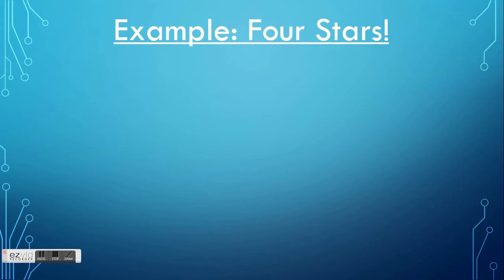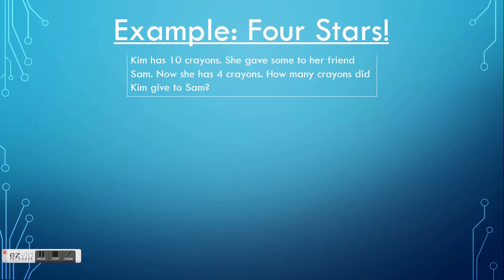All right, kiddos, we're going to do another 4-star problem, but this time might be a little bit different. So let's look at our problem. Kim has 10 crayons. She gave some to her friend Sam, and now she has 4 crayons. How many crayons did Kim give to Sam?